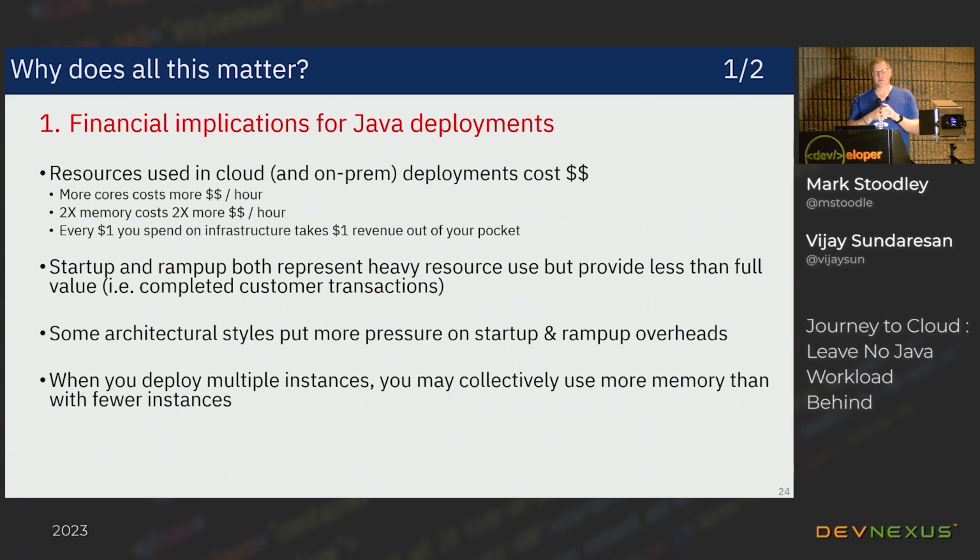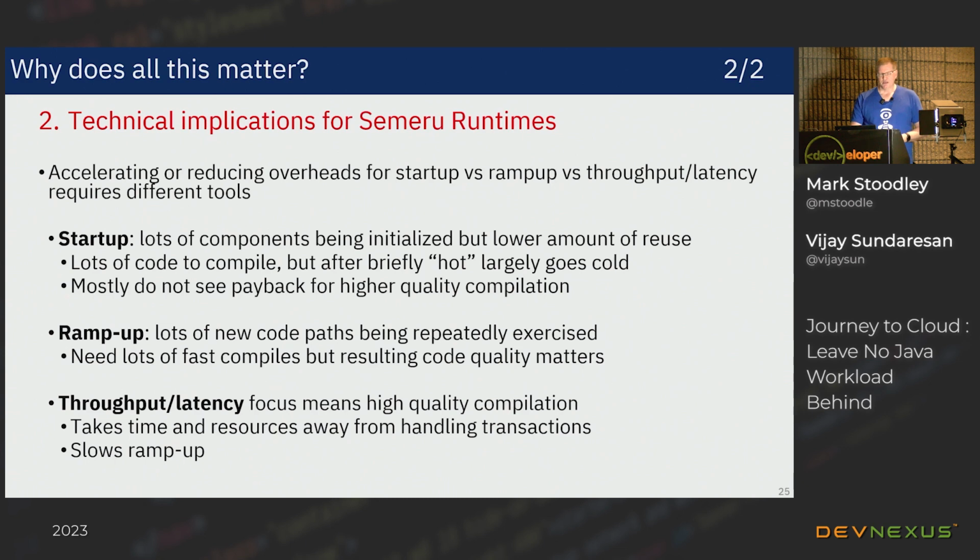Because we now have lots of microservices and run in serverless models, we're collectively probably using more memory for all of these different JVMs than we were using in a big monolith, despite all of the advantages to writing things in microservices. There are also technical implications of all of this for a runtime.